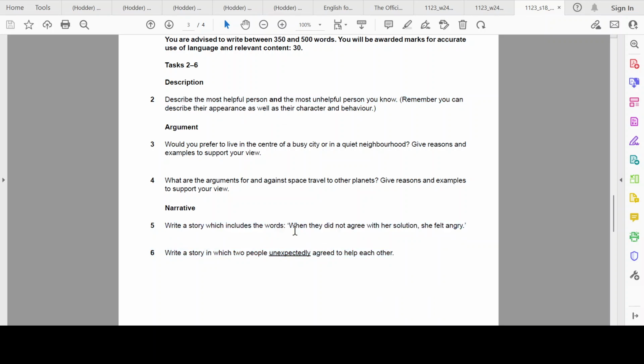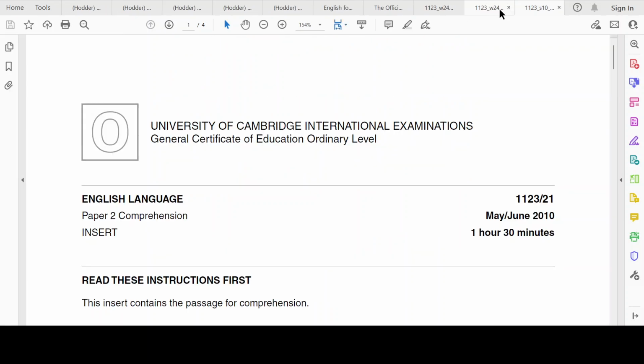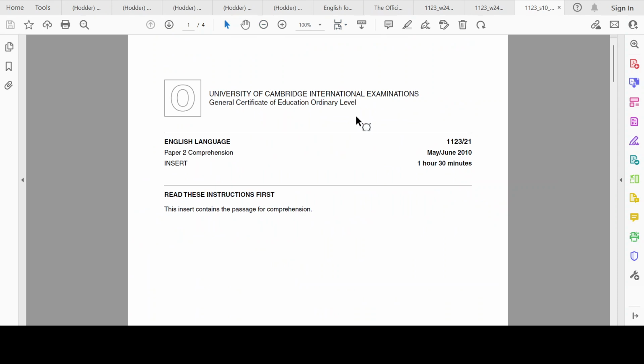So, and if you go further back, just like I've explained to you, if you take a look at the papers that are even older, so if I open something up, let's say from 2010, right, so this is an insert from 2010. As you can see, this is paper 2 and this is the reading paper. So where's the question paper for this? QP 21.